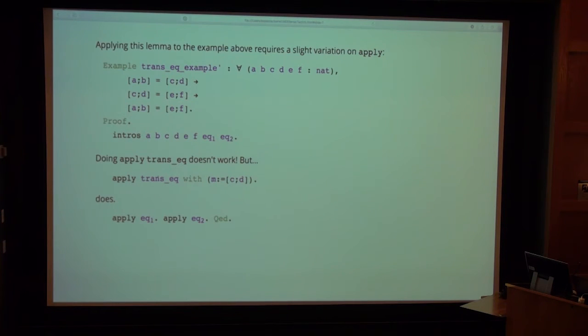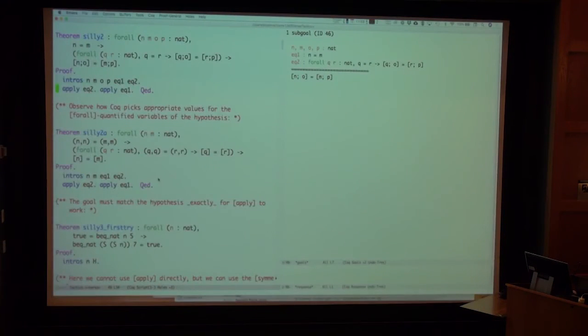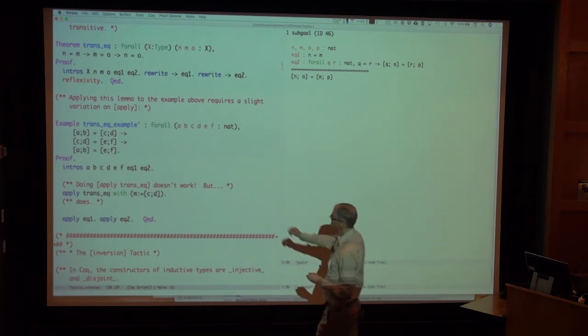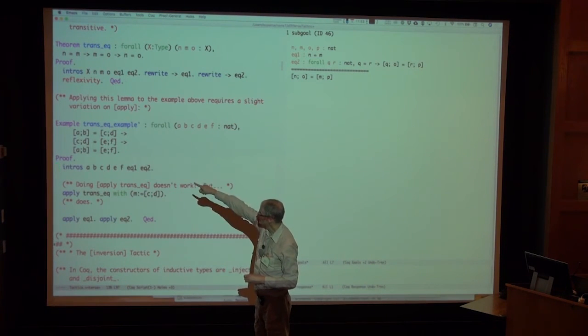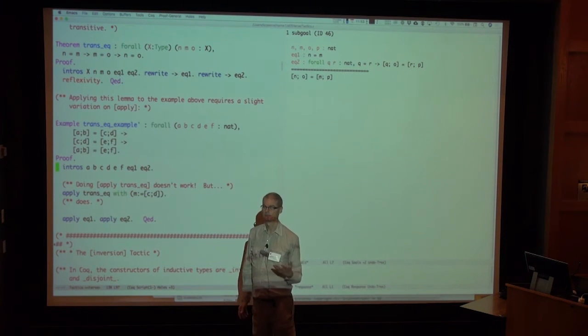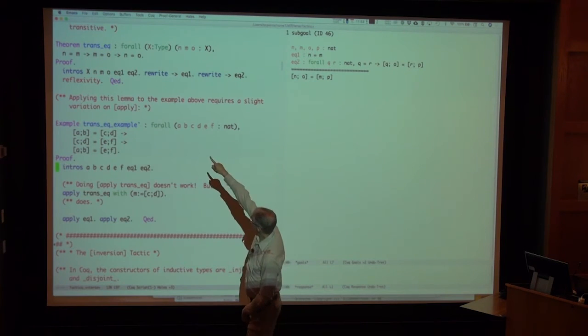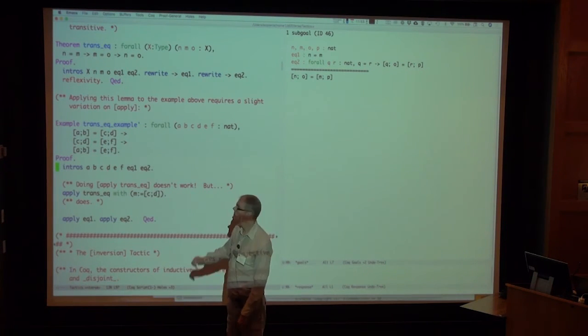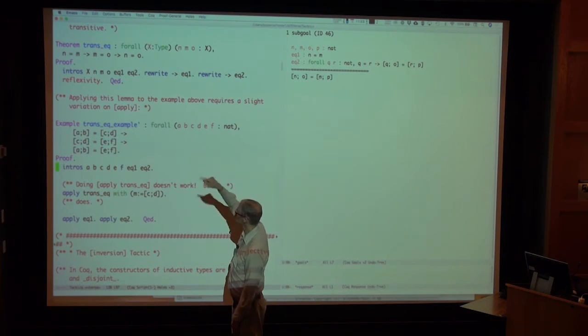All right, let me just show you this bit. Okay, here we are. We're trying to show this slightly silly thing. It says, if the list AB equals the list CD, and the list CD equals the list EF, then the list AB equals the list EF. And just above, we have taken the trouble to prove already that equality is transitive. So for any n, m, o, if n equals m and m equals o, then n equals o.